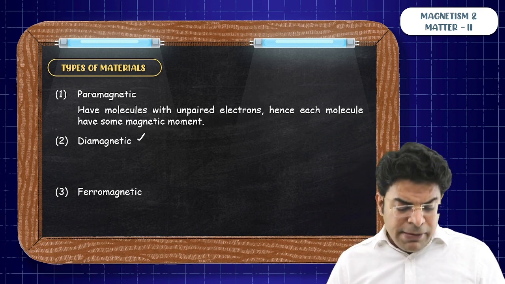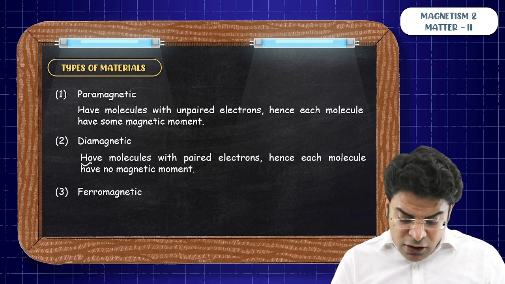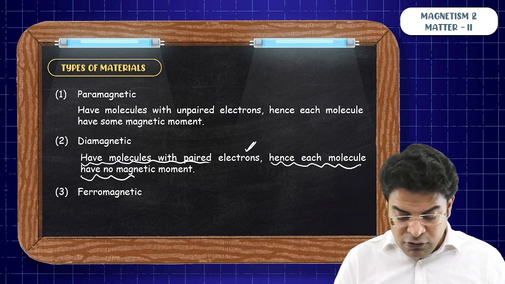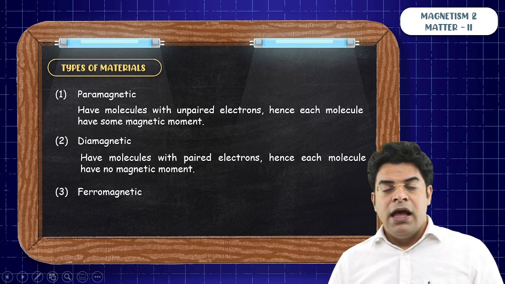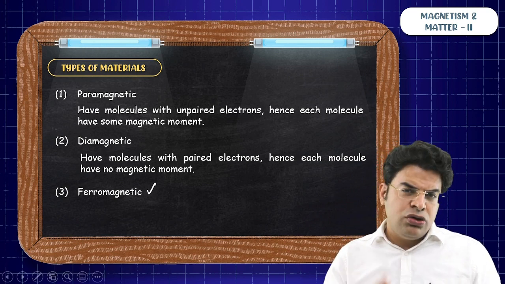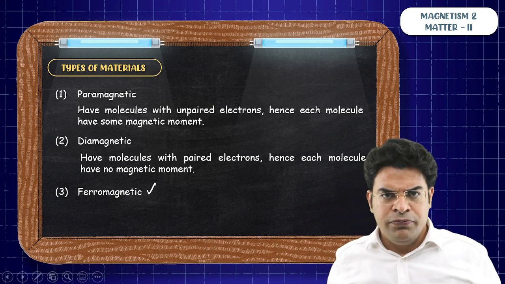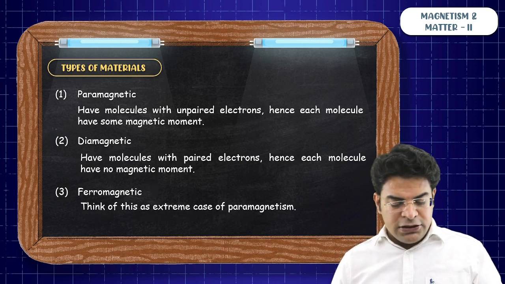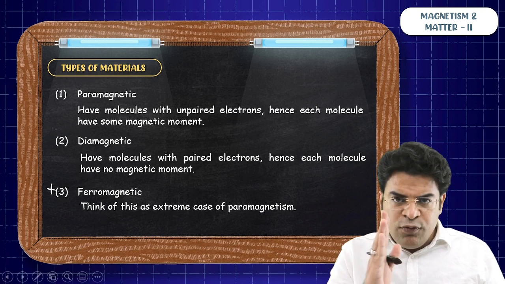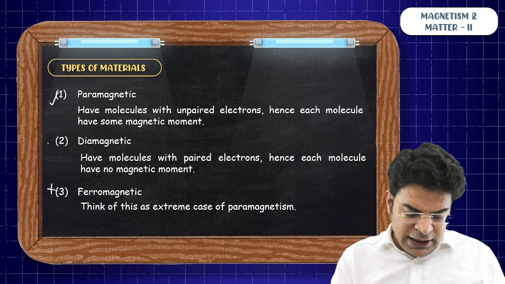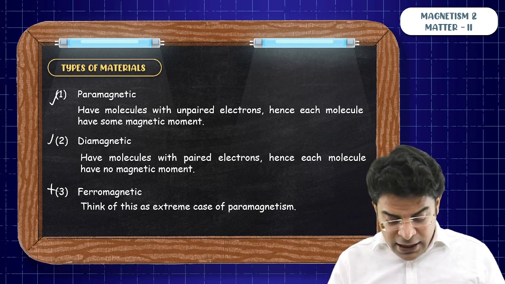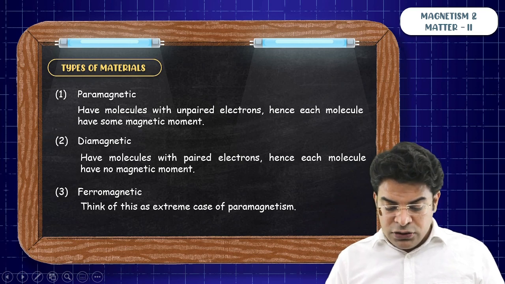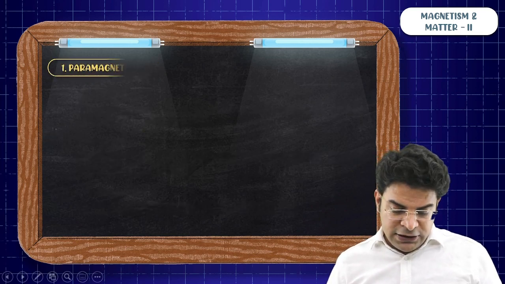So, paramagnetic materials have molecules with unpaired electrons. Hence, each molecule has some magnetic moment. When we talk about diamagnetic substances, the molecules of the diamagnetic substance have paired electrons. Hence, each molecule has no magnetic moment. And you can think of ferromagnetic materials to be the extreme case of paramagnetism. Keep this aside for a while. Let's first talk about paramagnetic and diamagnetic. Then I will explain why one should think of ferromagnetism as an extreme case of paramagnetism. So first of all, let's talk about paramagnetic substances.